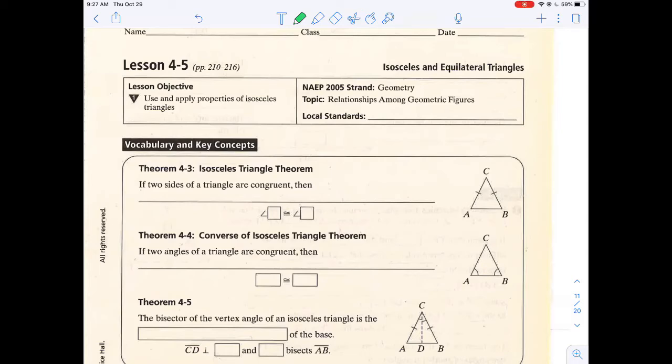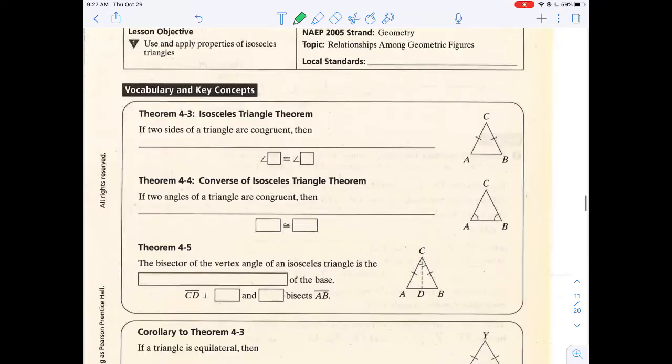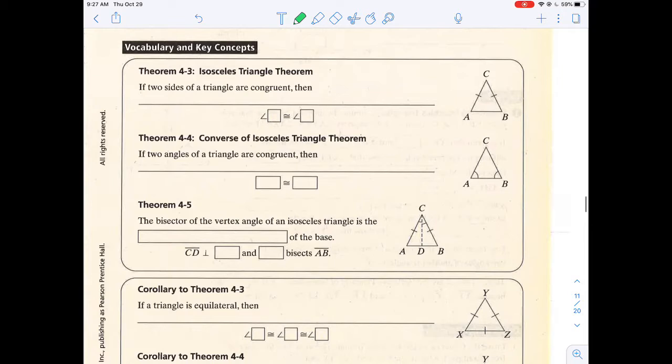Alright, lesson 4.5 is isosceles and equilateral triangles. Theorem 4.3, the isosceles triangle theorem, says that if two sides of a triangle are congruent, then the angles opposite those sides are congruent. So here, side CB is congruent to side CA, so angle A is congruent to angle B.